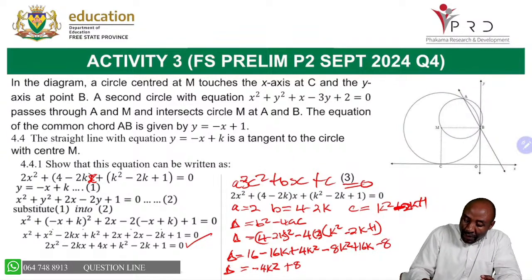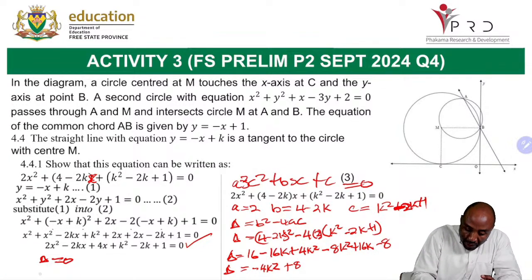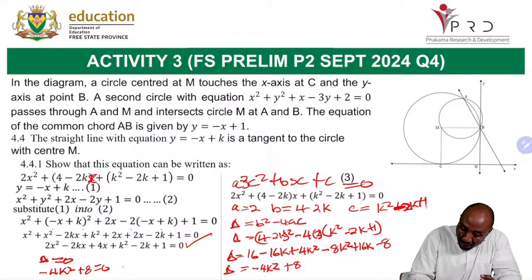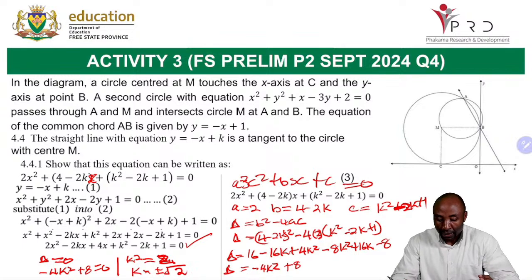So from there on, we know that our delta is equal to 0. Therefore, we will get negative 4k squared plus 8 is equal to 0, which will give us negative 4k squared is equal to negative 8, and then k squared is equal to 2, because we divide both sides by negative 4. So our k becomes plus or minus the square root of 2. Those are the numerical values of k.